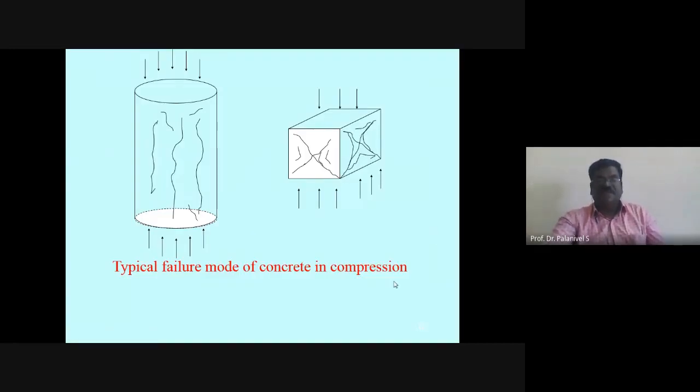This is the typical failure mode of concrete in compression. When you test concrete cylinders in the laboratory, first vertical cracks form like this. The fracture mechanism takes place like this, and then it fails. But for cubes, in India we use cube testing. If you test a cube, diagonal cracks form, and then the cube fails.